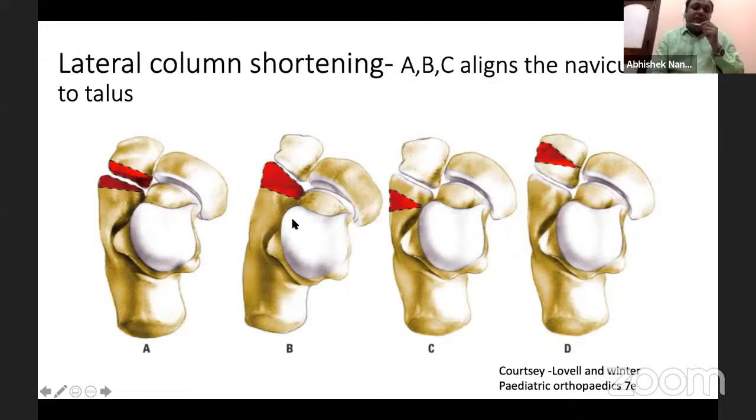Now, the difference of A, B, and C with D is, if you can see the navicular, the talonavicular joint can be reduced with A, B, and C. But with procedure D, we cannot reduce the talonavicular joint. So D should be reserved for those cases where there is no talonavicular subluxation, or it should be done for the metatarsal adductus, not for the supination deformity.